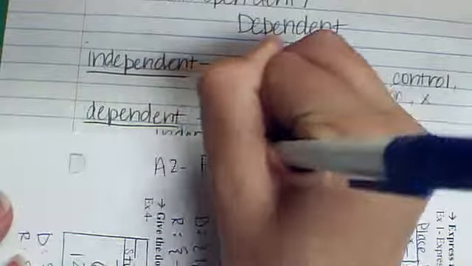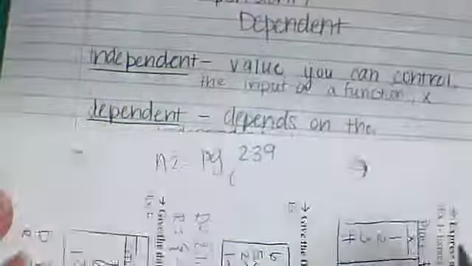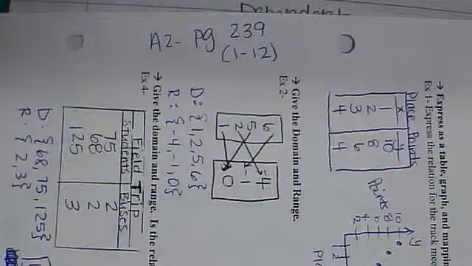Your assignment that goes with this is A2. It's page 239, and it's numbers 1 to 12. Good luck. Let me know if you have questions.